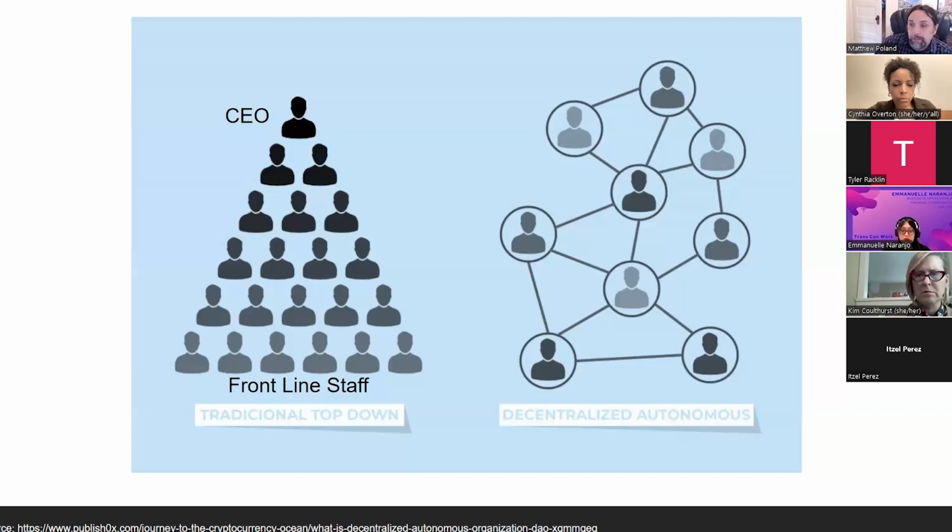But in a decentralized organization, everybody's on equal footing. There's not formal leadership. There are coordinators, so you might take on a temporary role to coordinate something, but usually that rotates. And like I said, everything's kind of voted on by committee. You can join the committees you want to join and so forth.